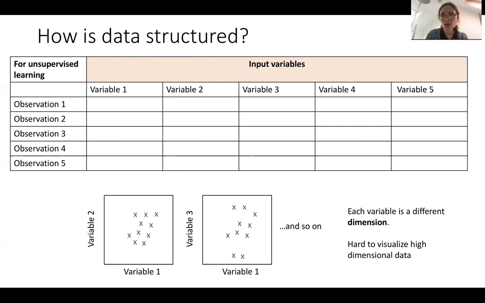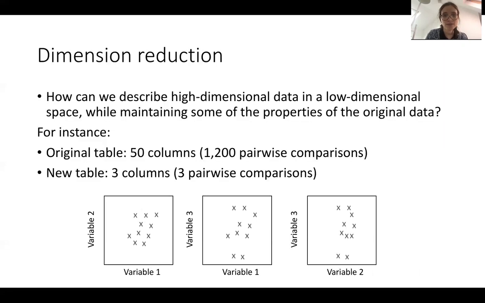Each variable we can call a different dimension. And so, for example, in this table, this would be 5-dimensional data. However, it is very hard to visualize high-dimensional data. So, in dimension reduction, we try to describe the high-dimensional data in a low-dimensional space while maintaining as many properties as possible of the original data.